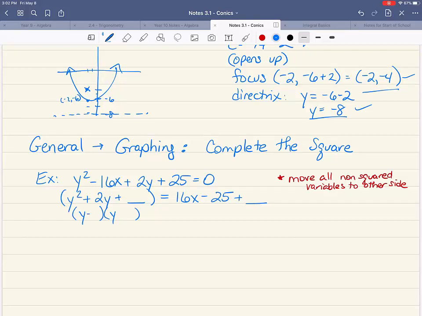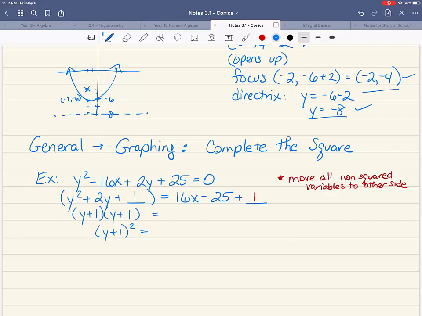The middle number is 2, so what two numbers go in the brackets below? It's 1 and 1. What goes in the blank? A 1 does. Does a 1 go on the other side? Yes, because there's no number in the front to affect it. So now we're going to have y plus 1, the quantity squared, equals.